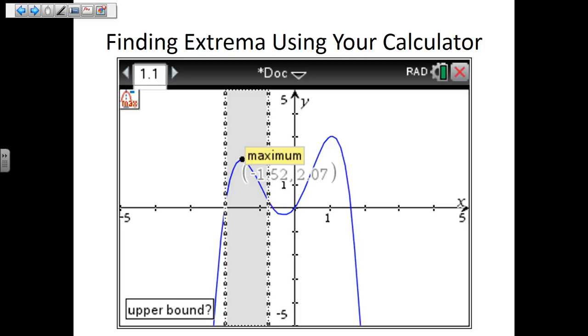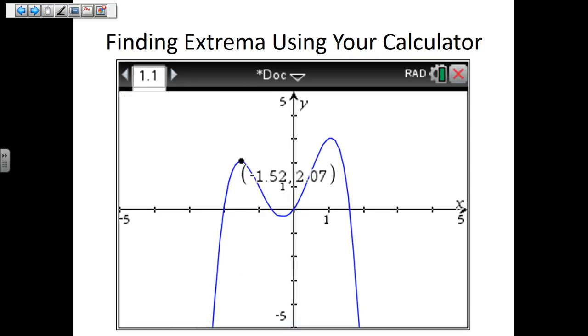Just as you get past it, that maximum will start to be labeled. They label it with a maximum, and they give you the x value and the y value. You click on that, and that point will now stay. You can drag it around, but notice the nice point that they put there. So the calculator does a great job of this.